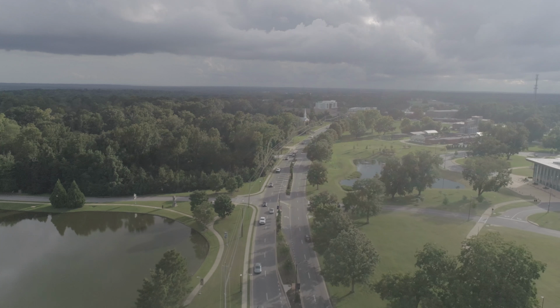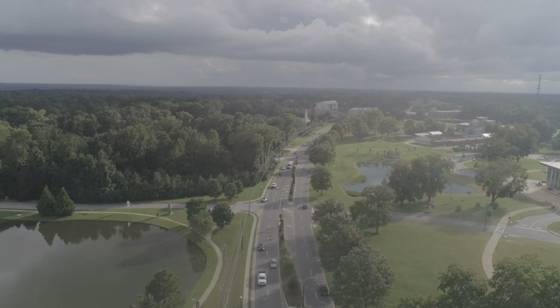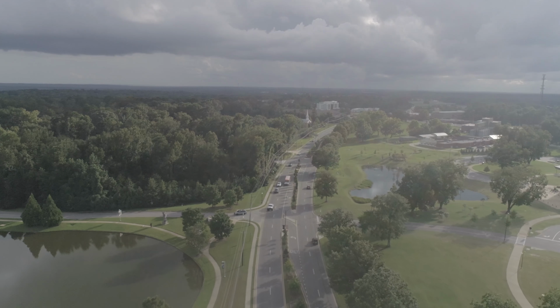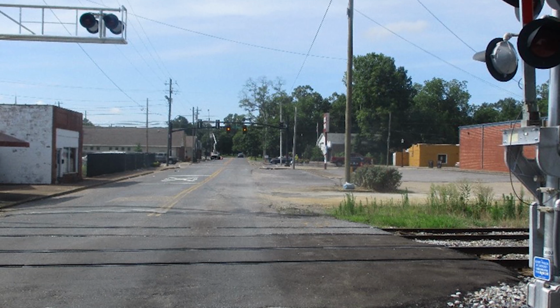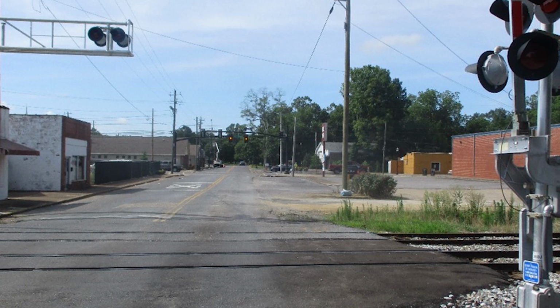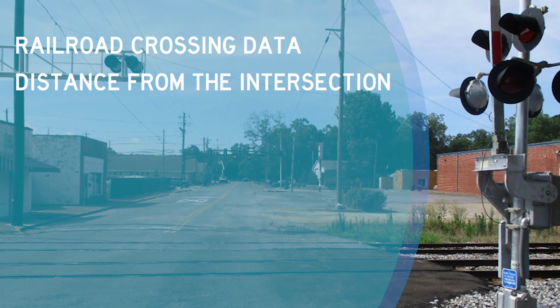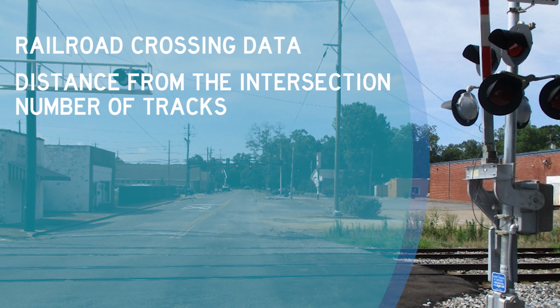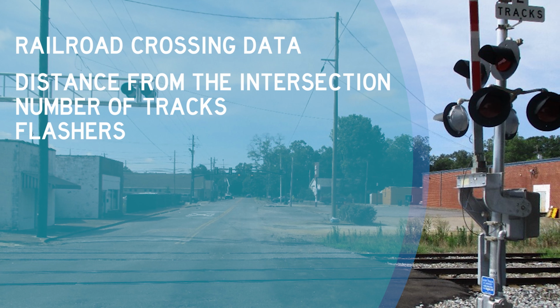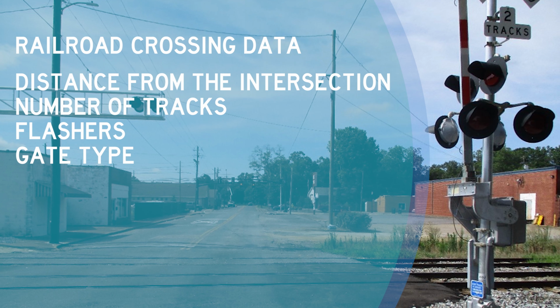School zone flashers, advanced warning flashers, and other ITS applications are all entered similarly. Railroad crossings can also be added or edited. Data we will need to collect includes the distance the railroad crossing is from the intersection, the number of tracks on the crossing, if there are flashers, and the gate type.